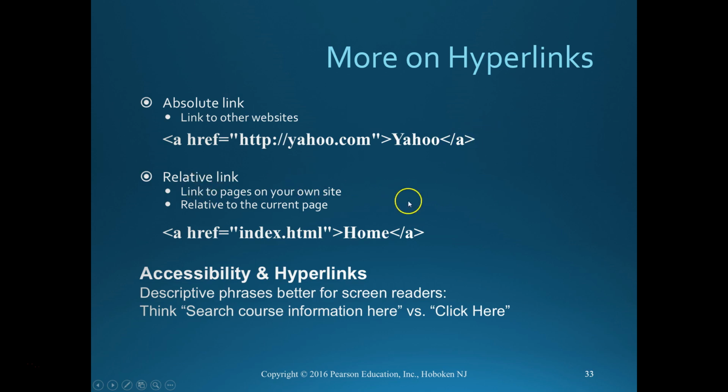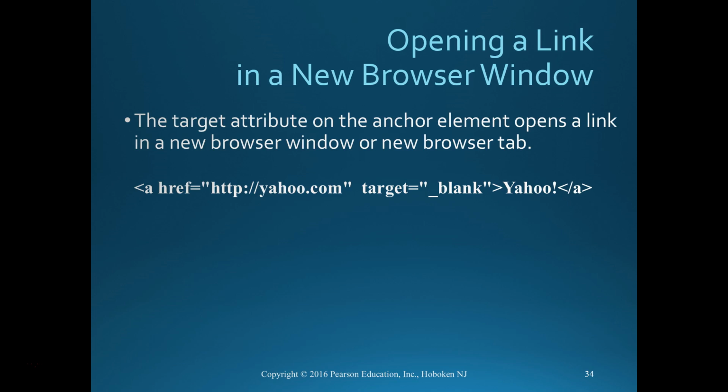A relative link points to another page within your own site that's stored in that same folder, and it's relative to the current page. So we could have an index page, contact us, a services page, and those are all within your site. When you're doing hyperlinks, think about accessibility. Think about those screen readers. Descriptive phrases are better for screen readers. It'd be better for them to read something like "search course information here" versus "click here." So write better phrases and not something as generic as click here.